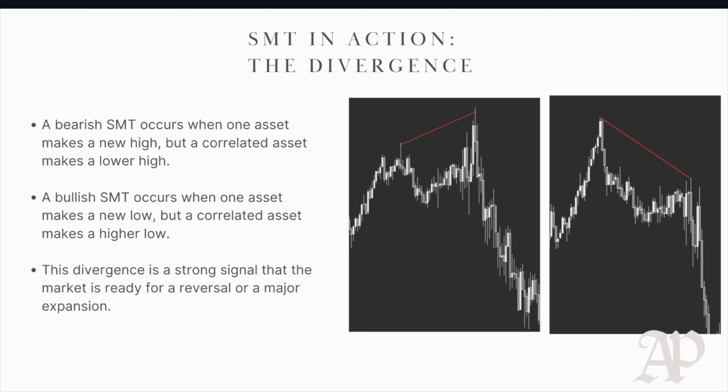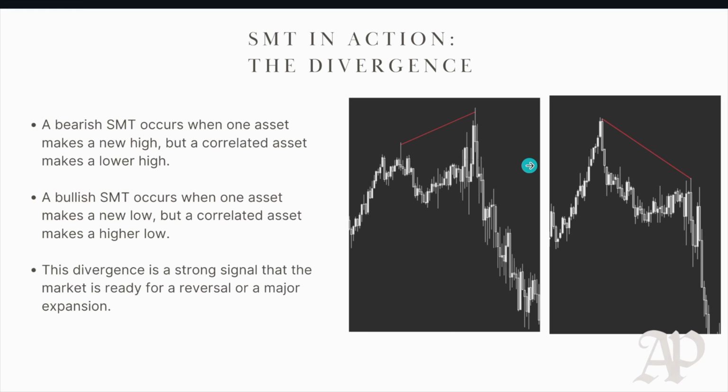A bearish SMT happens when one asset makes a new high, but the other correlated asset fails to do so and makes a lower high, exactly as shown here. So this is Nasdaq. Nasdaq took out this high right here, creating a higher high, and ES failed to do so. You can see ES is right here. It created a lower high.